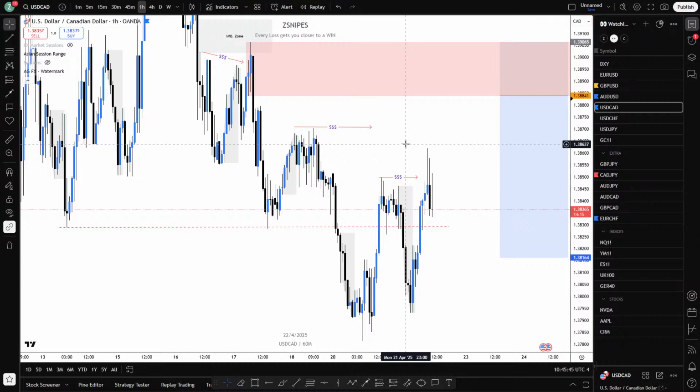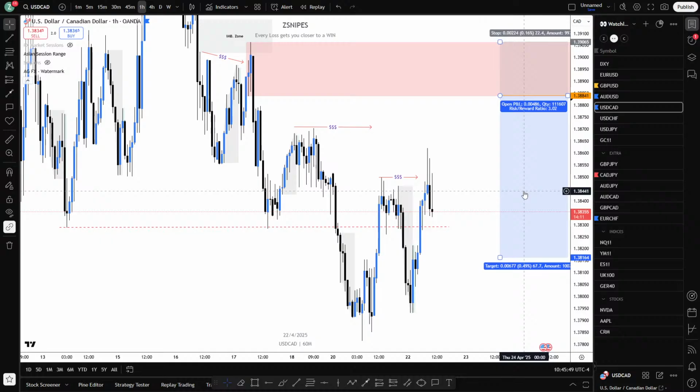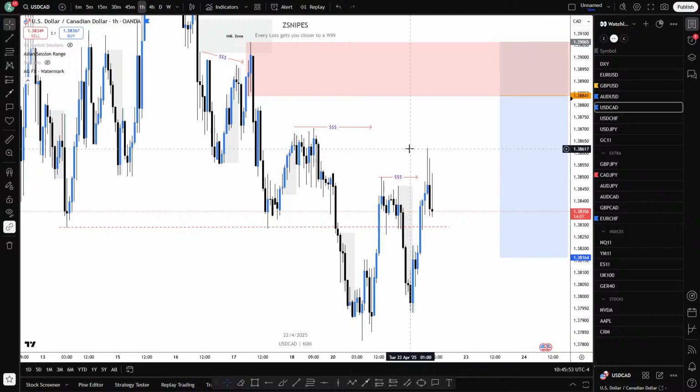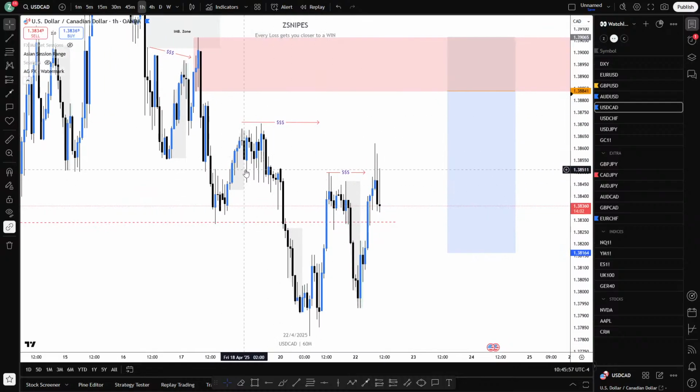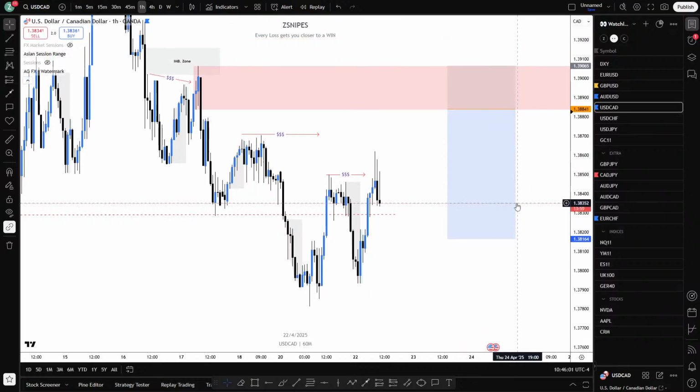All right, give me your thesis, give me your bias. Why did you take a trade off of that area? Not saying you're wrong, because you could potentially be right. But just looking at this area, I still kind of don't like it. But I can see why you took the trade. So if you're in the Discord, just send it to me and I'll look at your analysis.